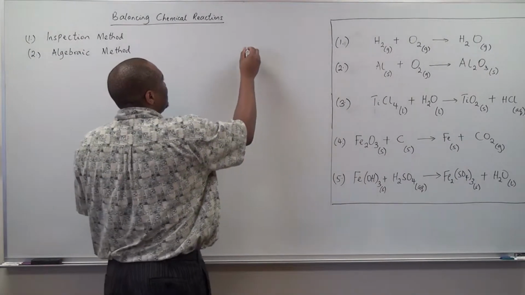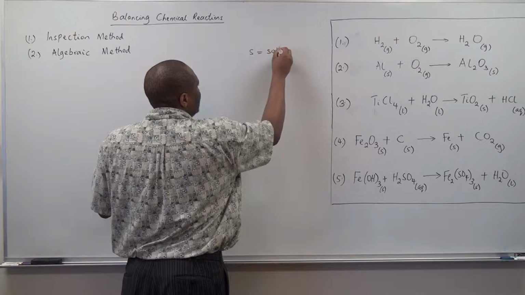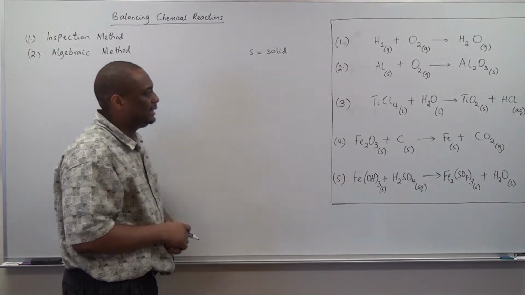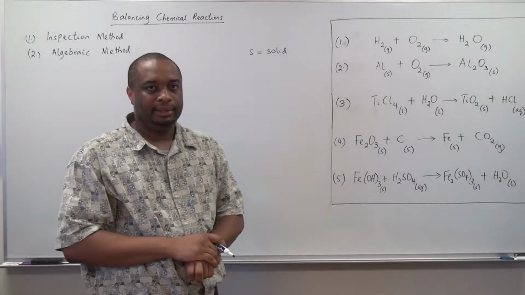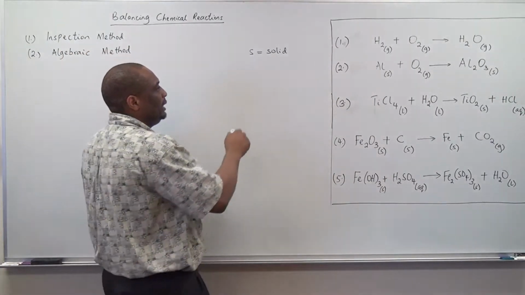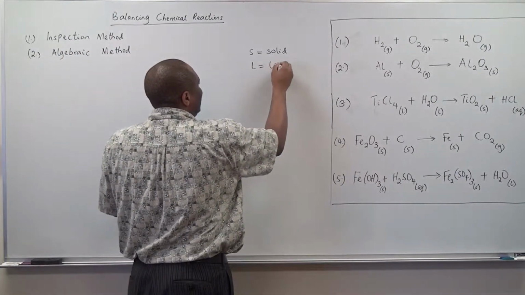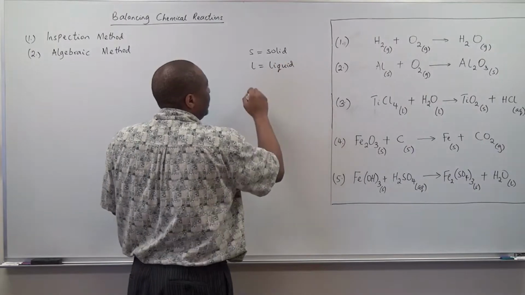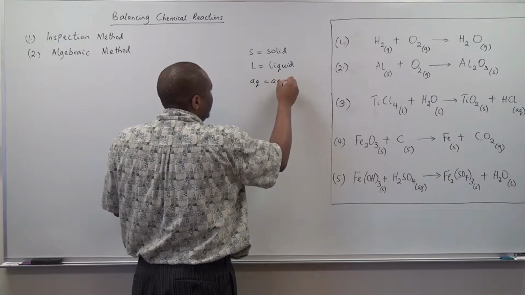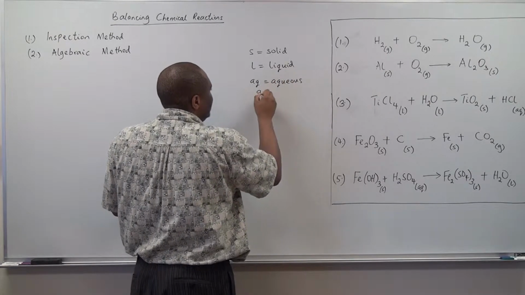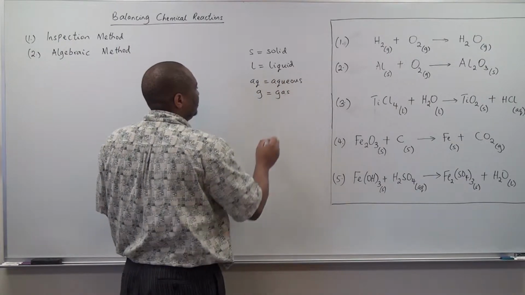Whenever you see S, it means that the compound is in the solid state, or that the element is in the solid state. When you see L, that is the liquid state. When you see AQ, that is the aqueous state. And when you see G, that is the gaseous state.